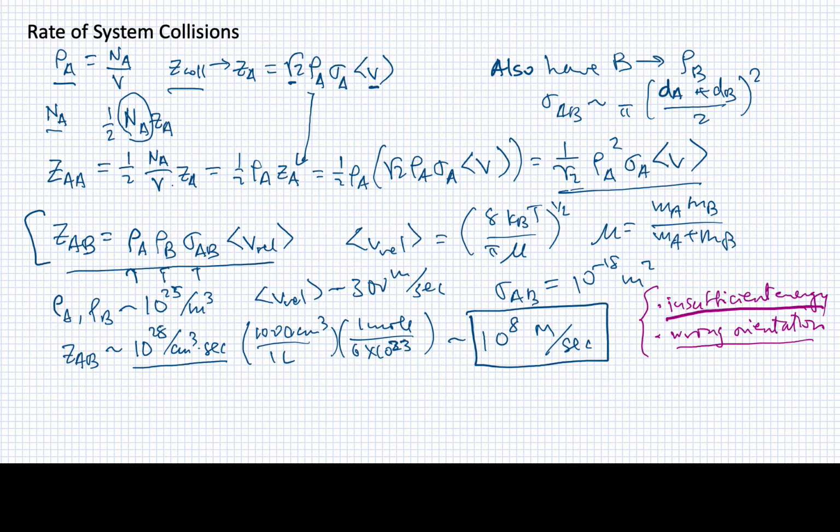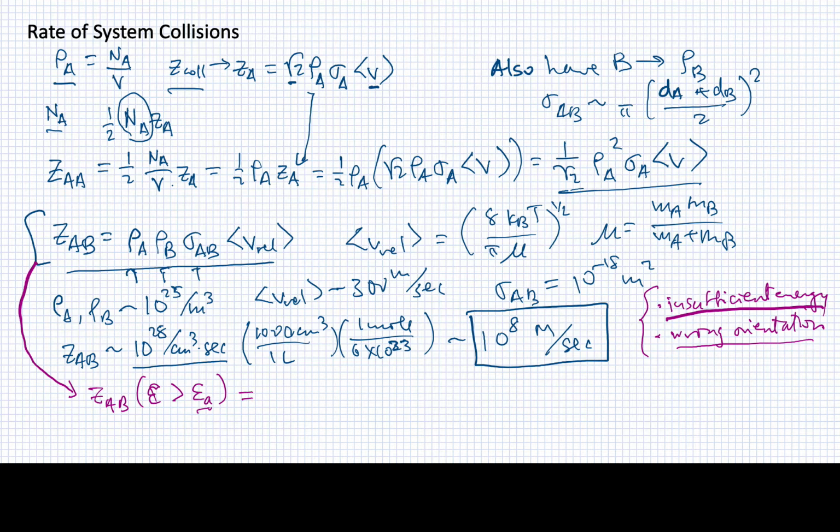And in fact, when we do, we find that we can take this expression for Z_AB and update it a little bit. And we update it in the following way. We're only going to consider relative energies that are greater than some cutoff energy, and I'll call that E sub A. Okay, so this E sub A is the amount of energy that we're going to say needs to be present in order for a reaction to happen.